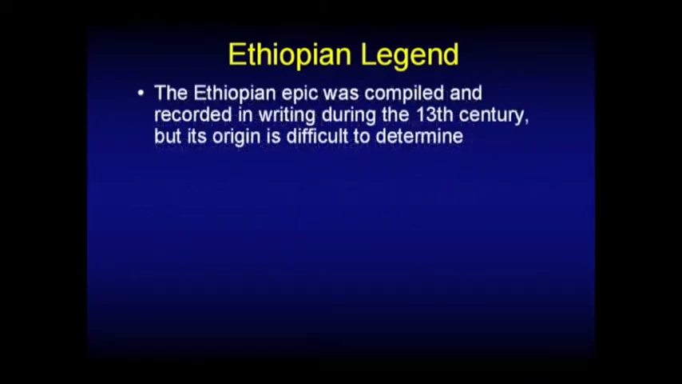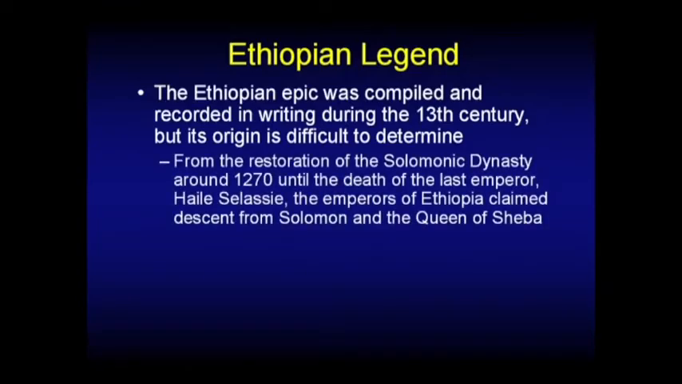Now, the Ethiopian legend was compiled and recorded in writing during the 13th century, but its origin is difficult to determine. And from the restoration of the Solomonic dynasty, around 1270, until the death of the last emperor, Haile Selassie, the emperors of Ethiopia have claimed descent from Solomon and the Queen of Sheba. Now, on the one hand, that's what the Ethiopians cling to, because those early kings promoted this tale because it benefited them to be able to claim direct descent from Solomon. You follow me? Haile Selassie did, even as late as 1975.